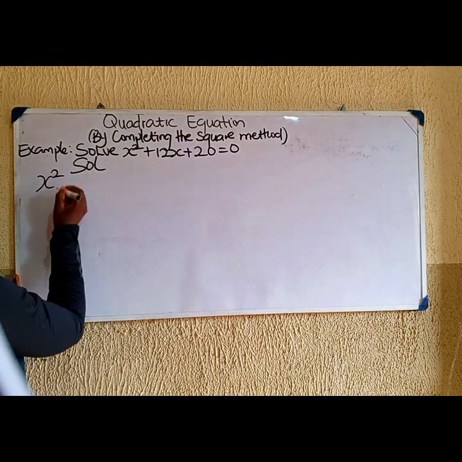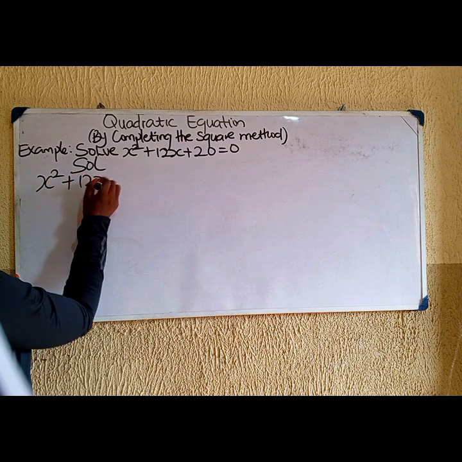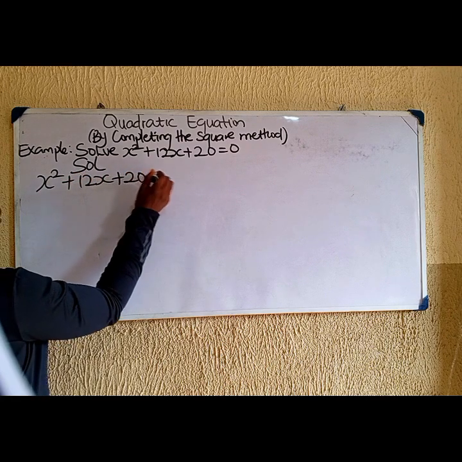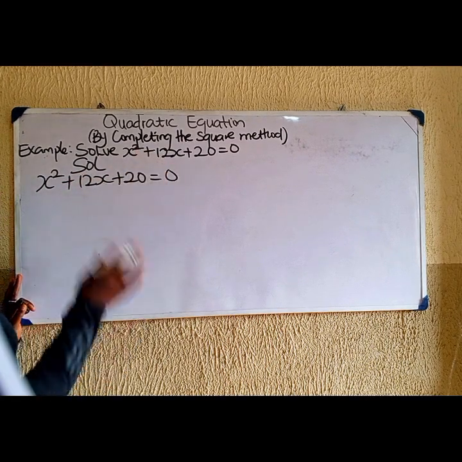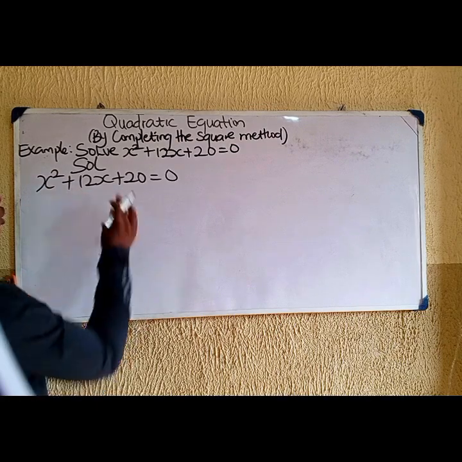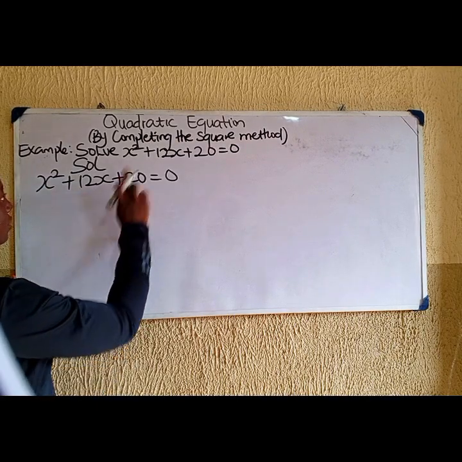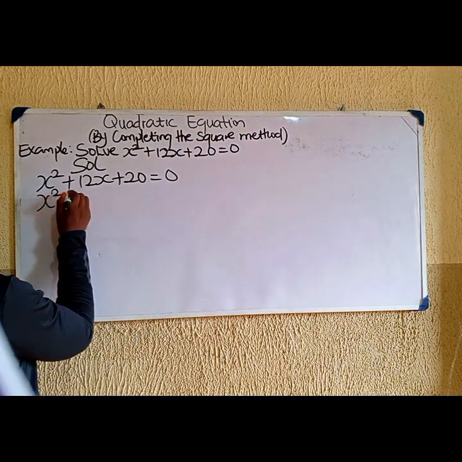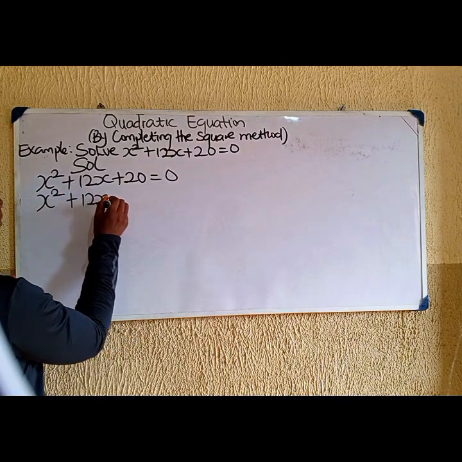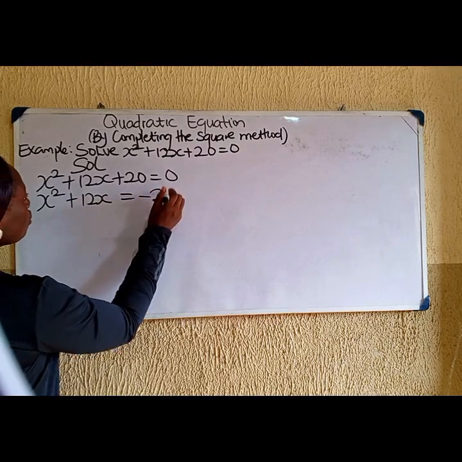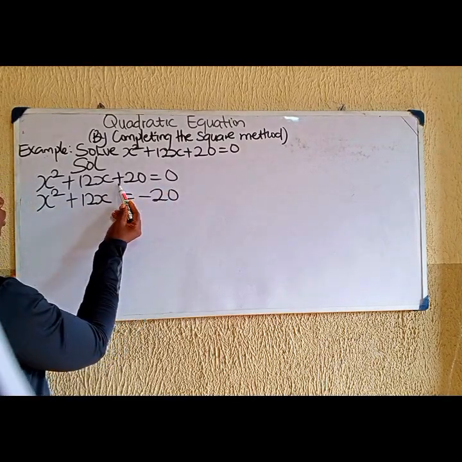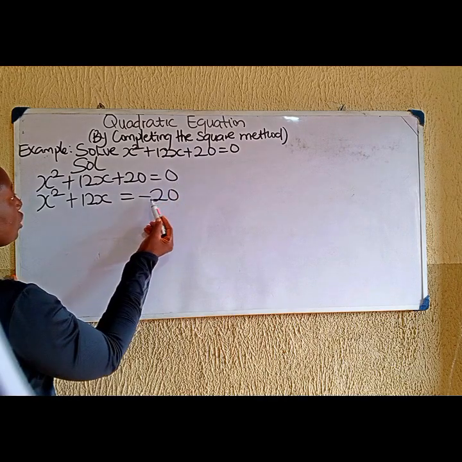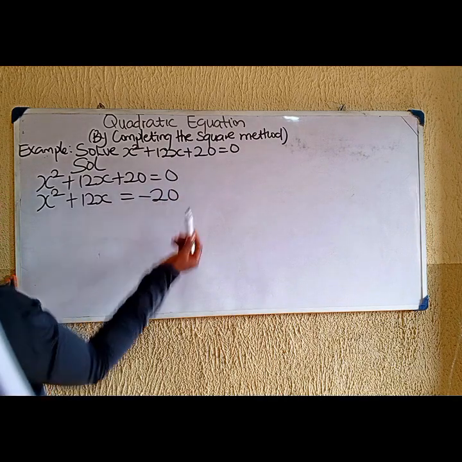Breaking down the equation: x squared plus 12x plus 20 equals 0. The first thing to do is to take this constant to the right hand side. So I have x squared plus 12x equals minus 20, because when plus 20 crosses to the other side, it becomes minus 20.